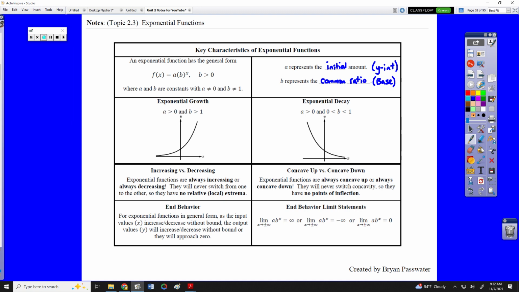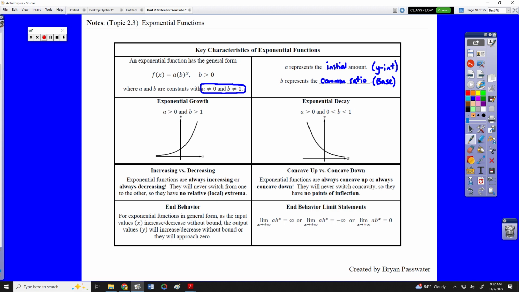Now, when we look at this, again, it is essential that a is not equal to 0 and b is not equal to 1. The reason for this is, if a is equal to 0, the entire function instantly becomes equal to 0, which makes the function not exponential, but rather a constant function. Same if b is equal to 1. If b is equal to 1, then whatever exponent we raise that to, it would still equal 1. And then the whole function would equal the value of a, making it a constant function, not an exponential function. So those restrictions are in place.